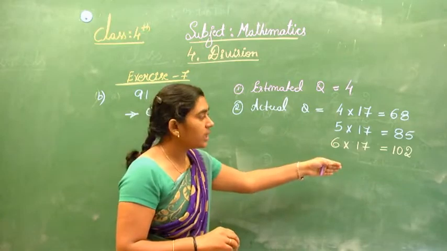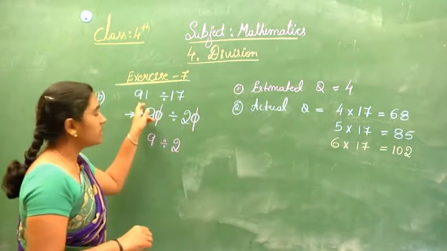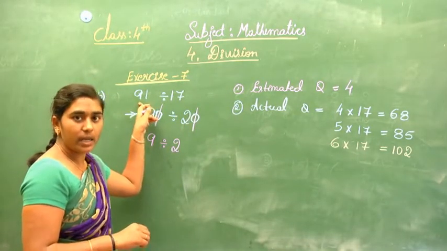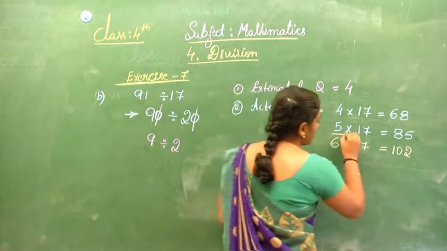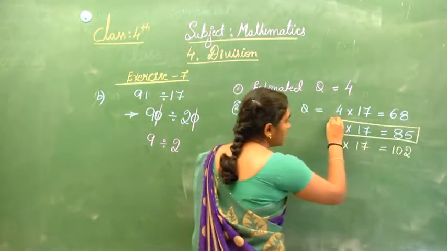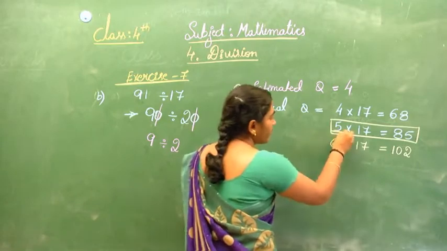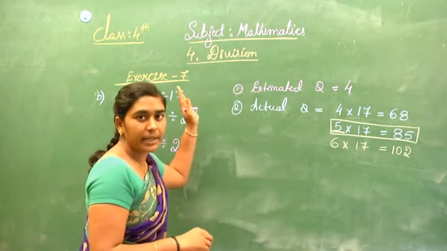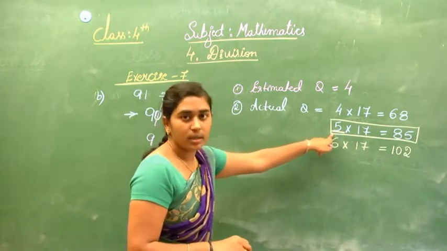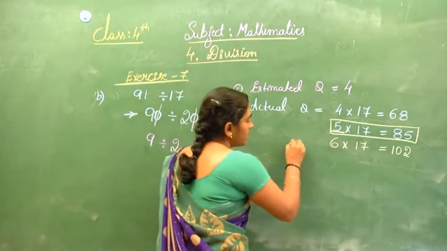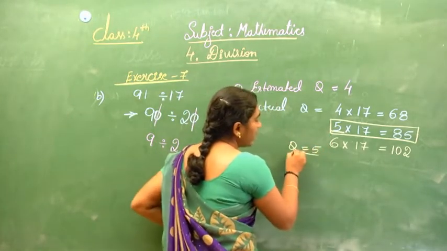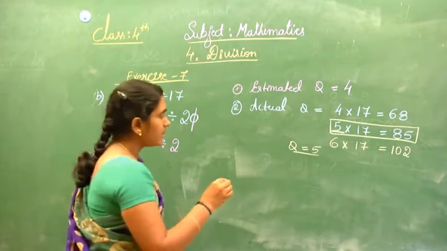So what will be the nearest for the dividend? Which is nearest for the dividend? 91. Of course, 5 is nearest for the 91. That's why we are taking the quotient as 5. We are considering actual quotient as 5.